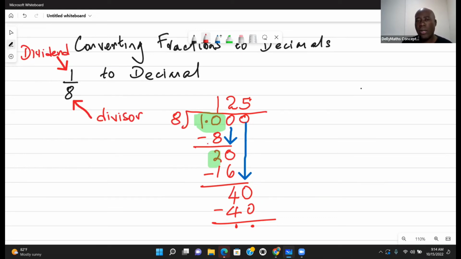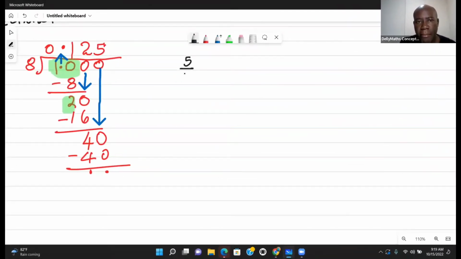Now we want to draw a quick conclusion that, you see, this decimal point that we have here must be moved up. So it becomes a point here, and then you could put a 0 in front if you want, right? But the bottom line is you have to move up the decimal point. So let's look at the conclusion. 1 over 8 is equal to 0.125 as a decimal.